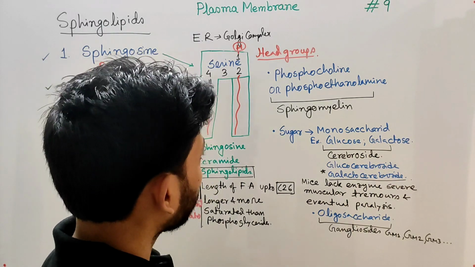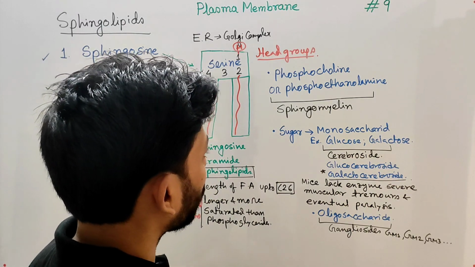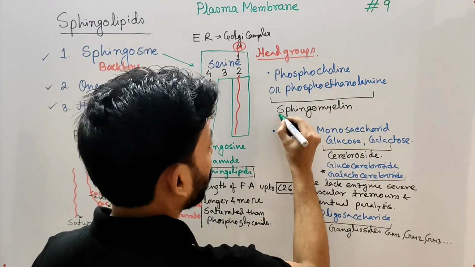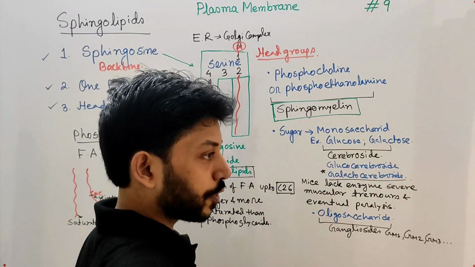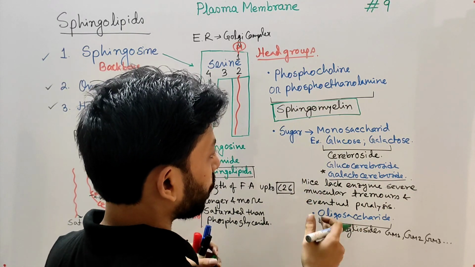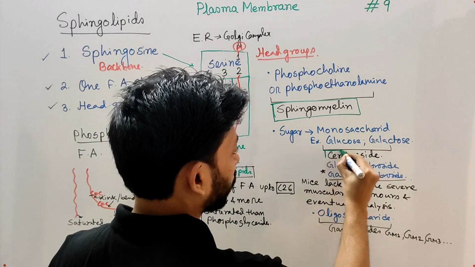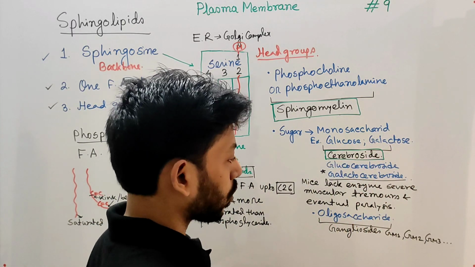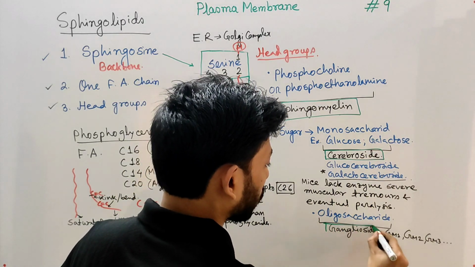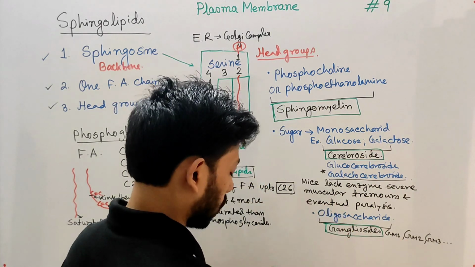So what we have learned here is that if the head group is phosphocholine or phosphoethanolamine, we call it sphingomyelin. This is one kind of sphingolipid. If the head group is monosaccharide, we call it cerebroside. This is another type of sphingolipid. If the head group is oligosaccharide, we call it gangliosides. This is another type of sphingolipid.